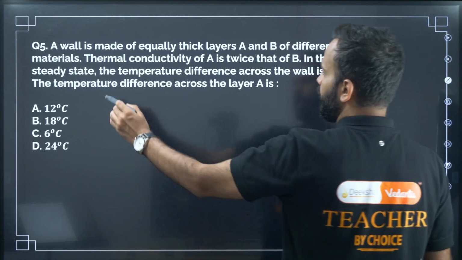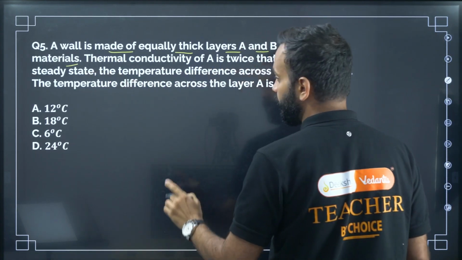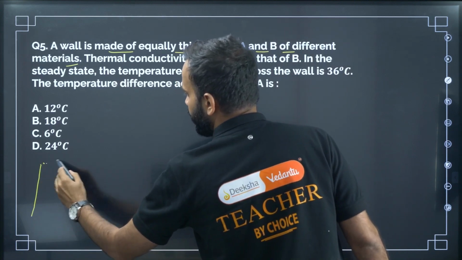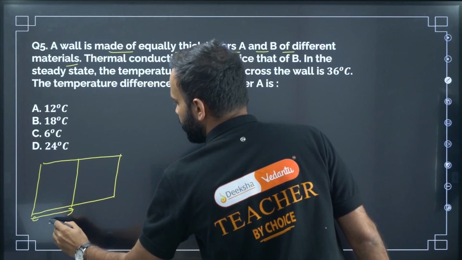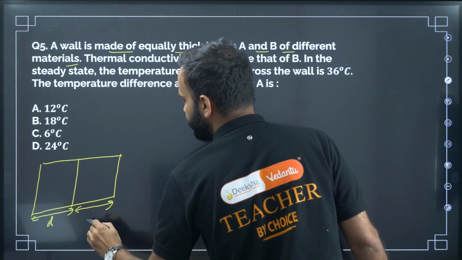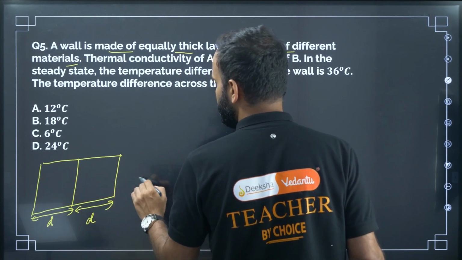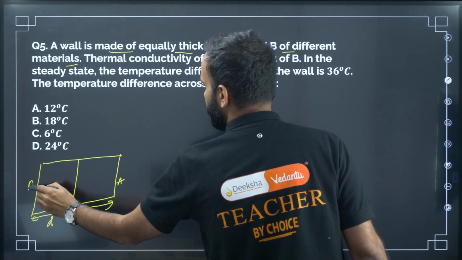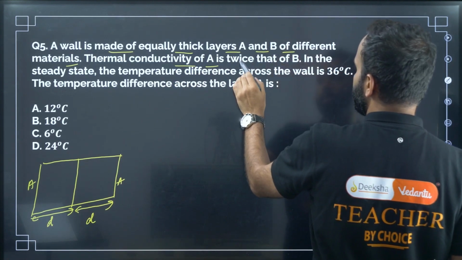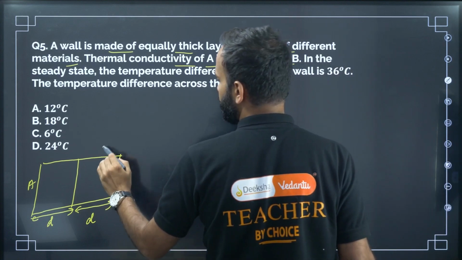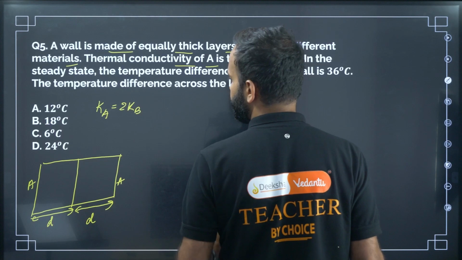Question number 5. A wall is made of equally thick layers A and B of different materials. Okay, equally thick layers, and it is made up of different materials. So this is d and d. Equally thick layers, so here area will also be same, A and A, right? And it is made up of different materials. The thermal conductivity of A is twice that of B.